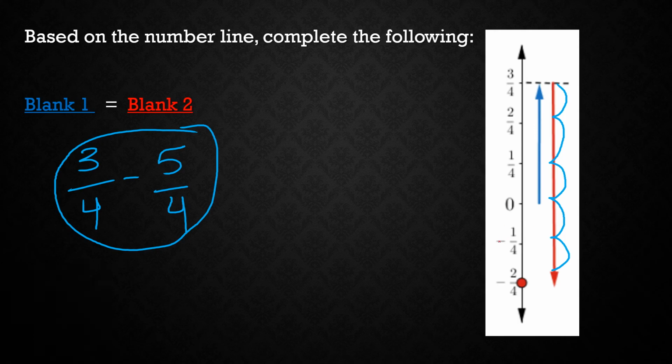And blank 2 wants to know what our solution is. So wherever your dot is on the number line, that's going to be your final answer. My dot is at negative 2 over 4, which means that my answer for blank 2 is going to be negative 2 over 4.